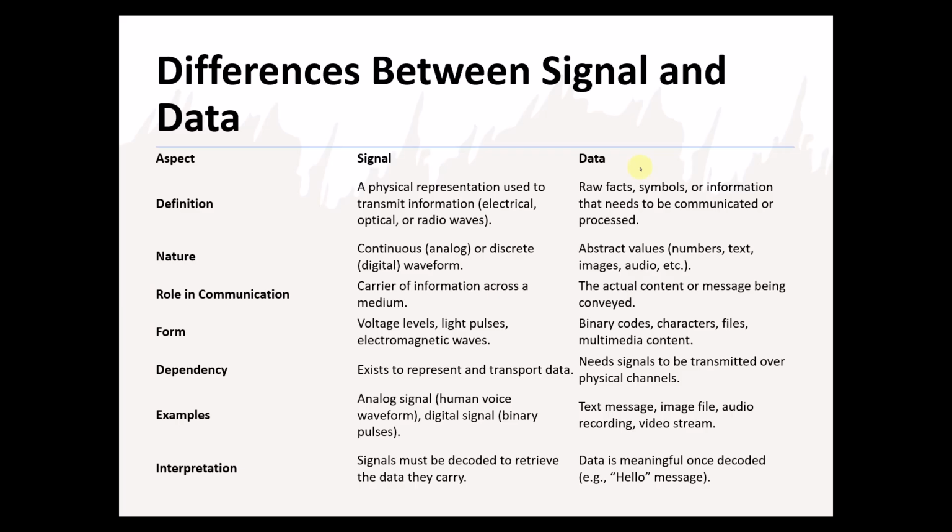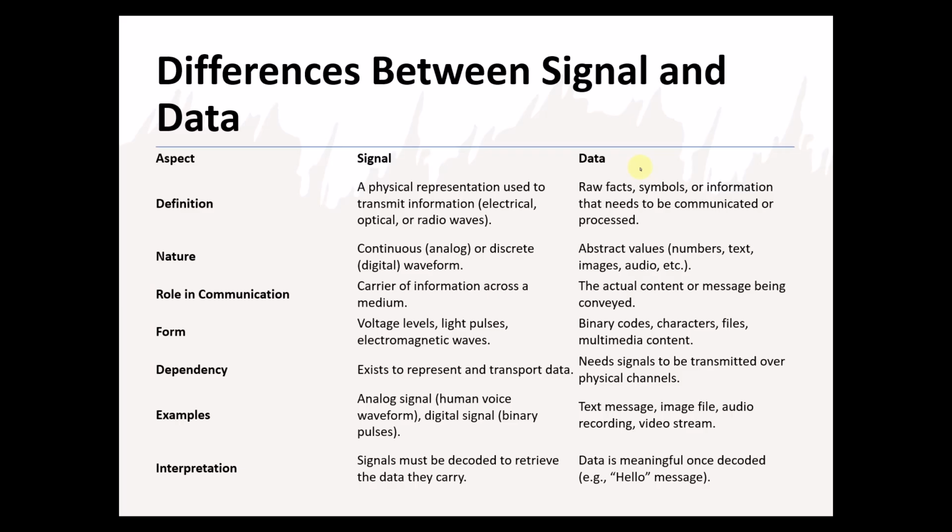Signal is the carrier of the information or the data across the medium. And the data is the actual content that we want to transmit. Signals can be measured using voltage levels, light pulses, or electromagnetic waves. These are the forms they take. But data are binary codes at the basic level. And it exists to represent and transport information. And the data needs the signal for it to be transported.